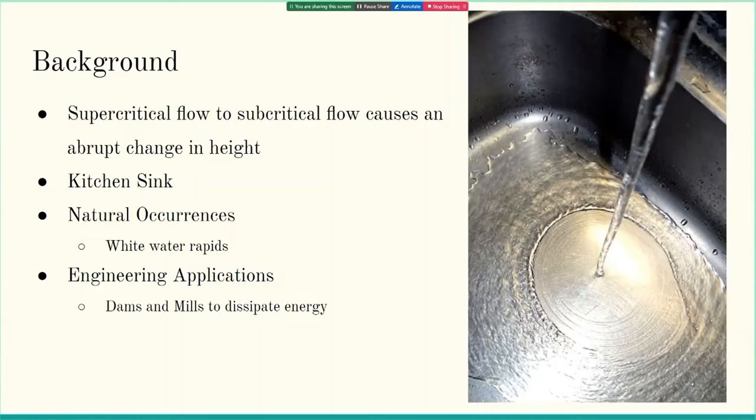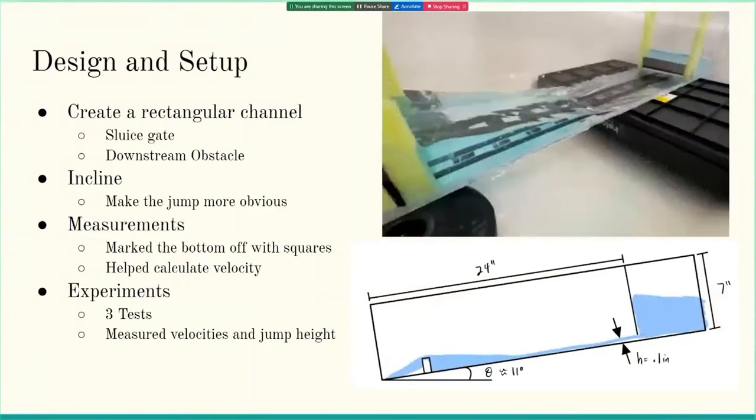So to create the hydraulic jump, we created a rectangular channel outfitted with a water reservoir and a sluice gate on one side and an obstacle downstream to create subcritical flow. We also set it on about an 11-degree incline to increase the speed of the flow and the size of the jump. On the bottom of the channel, we marked 1-inch squares to help us calculate the velocities off of our recordings and determine where the jump occurs.